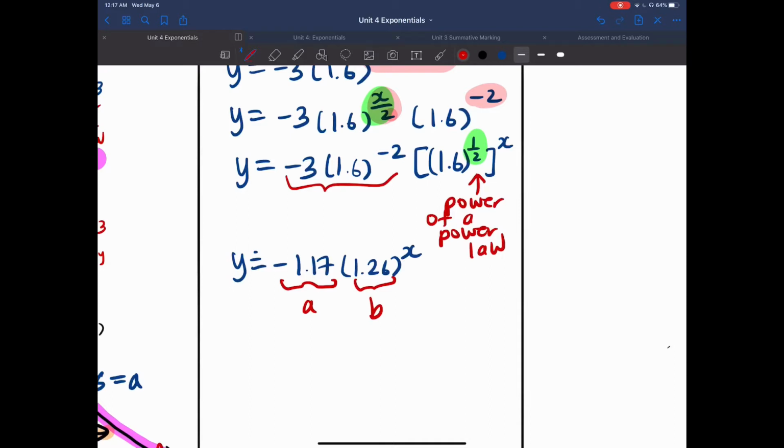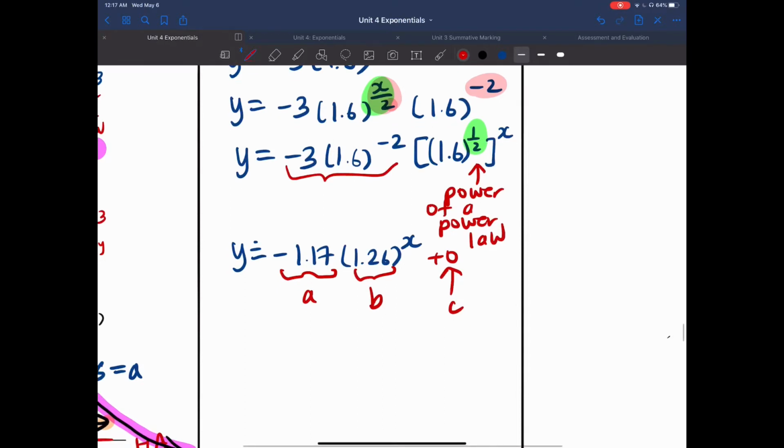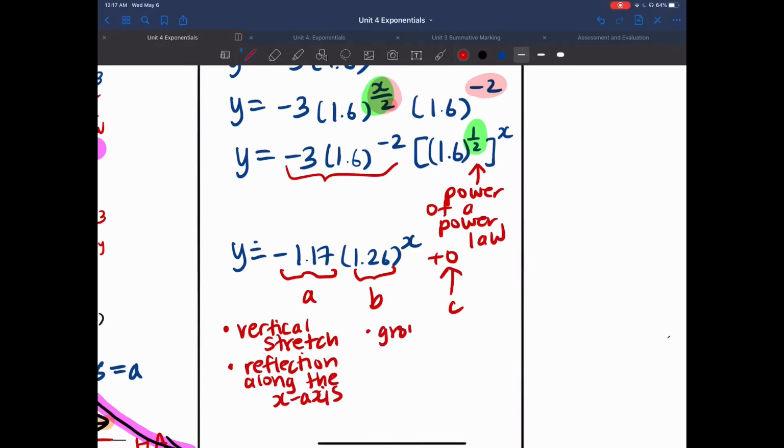Meanwhile, there was no c value. So what does that mean? Well, there's a negative there, and there's also a 1.17 as my vertical stretch. So I'm going to write there's a vertical stretch because my a value is larger than 1, and there's also a reflection along the x-axis. Meanwhile, the 1.26 suggests that there's a growth. And finally, this suggests that the horizontal asymptote is at y equals 0.